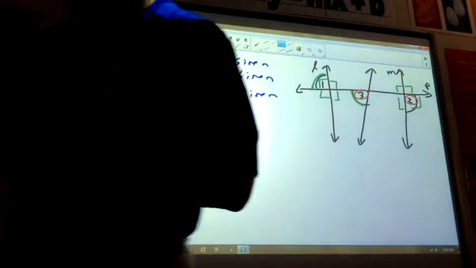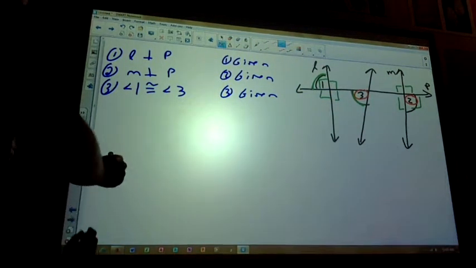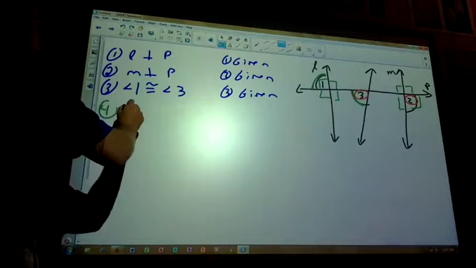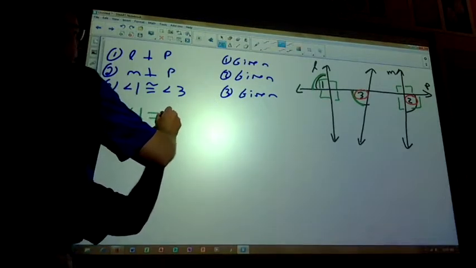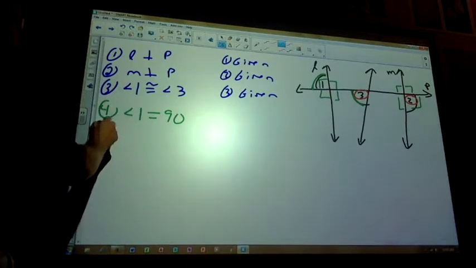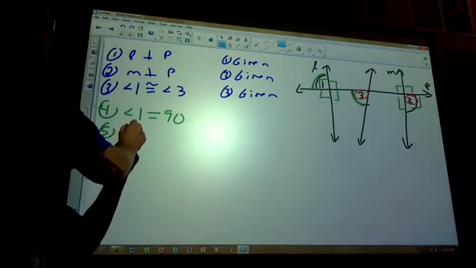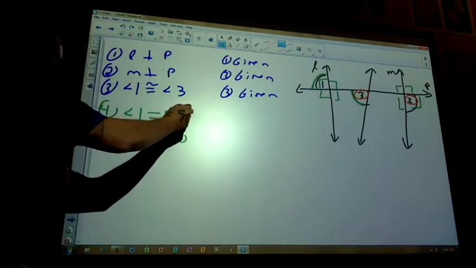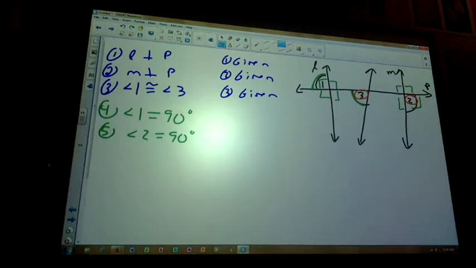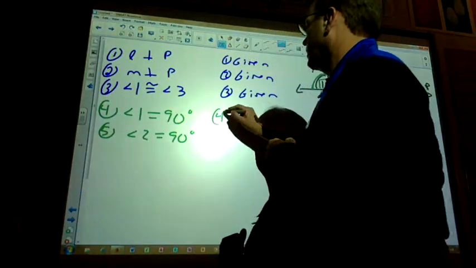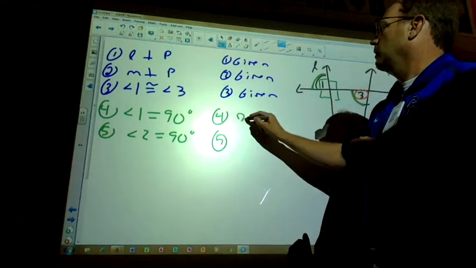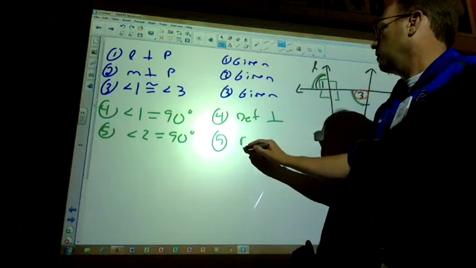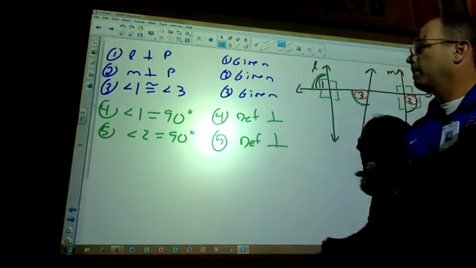All right, so what did I do? Given. I guess I could go ahead and state that angle 1 is equal to 90 degrees. And I could probably also say that angle 2 is equal to 90 at this point. Does that make sense? Why can I state both of those? Definition of perpendicular. Is that all right?